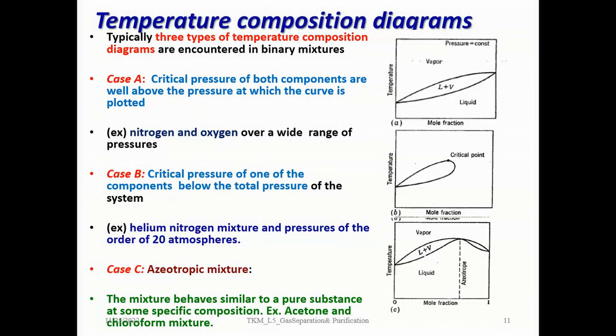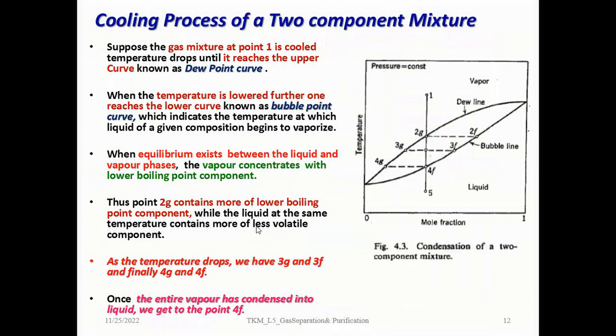Okay, let's try to do that. If that is the case, how does the two-component mixture behave as it starts cooling down? We start with a gas mixture at point 1. It has a certain mole fraction. There are two components here, let's say nitrogen and oxygen. Nitrogen boils at a temperature of 77 Kelvin, whereas oxygen boils at a temperature of 90 Kelvin, as pure components. Now let us consider a mixture of nitrogen and oxygen. So the composition can be varied from 0 to 1.